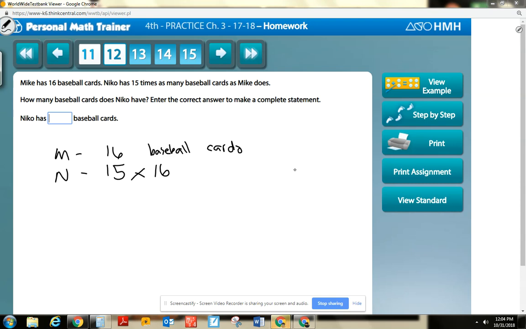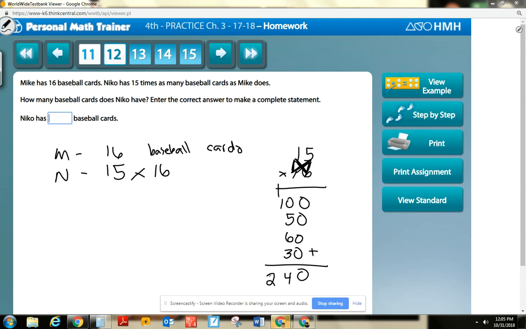So 15 times 16. I'm going to do the bow tie method. So 10 times 10 is 100. 10 times 5 is 50. 10 times 6 is 60. 5 times 6 is 30. And you add those together. Make sure that you're adding carefully. 11 plus 3 is 14. Regroup it. So Nico has 240 baseball cards.